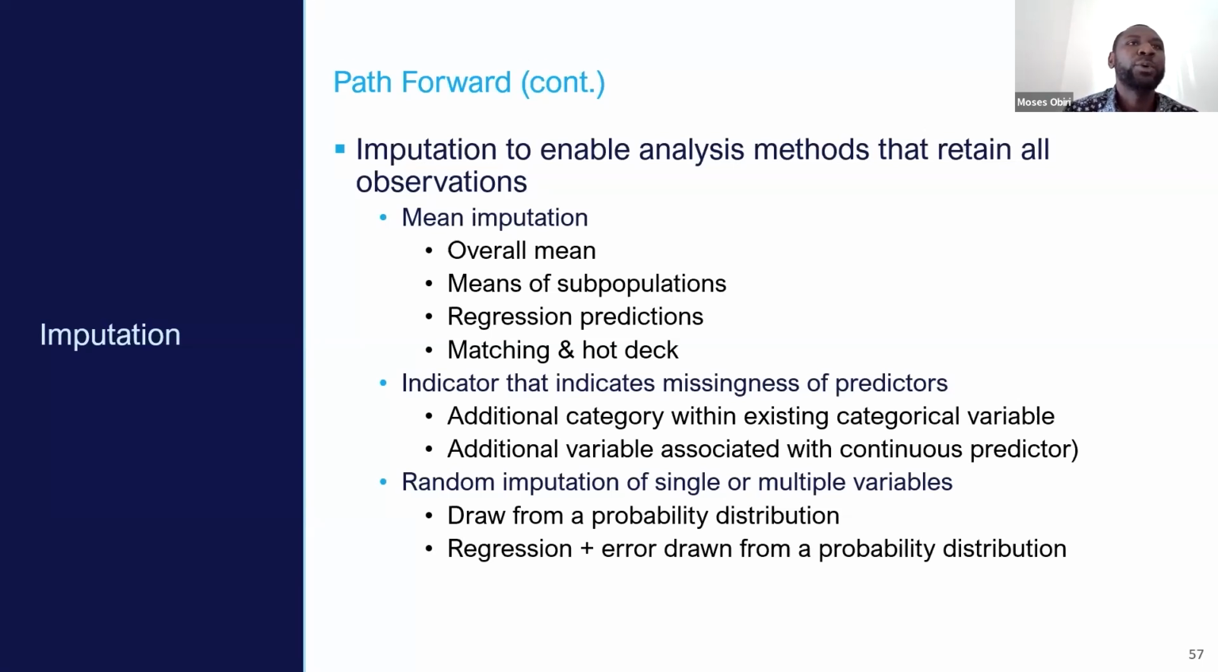And then there's also random imputation that can be used for single or multiple variables, where you draw multiple values from a probability distribution. If you are using a regression model, you can use the predicted value and the standard error of prediction to draw values from a known distribution. Often the known distribution used here is a normal distribution.